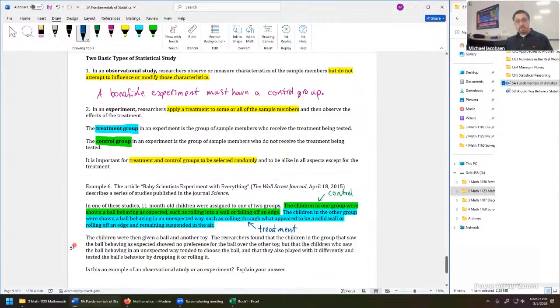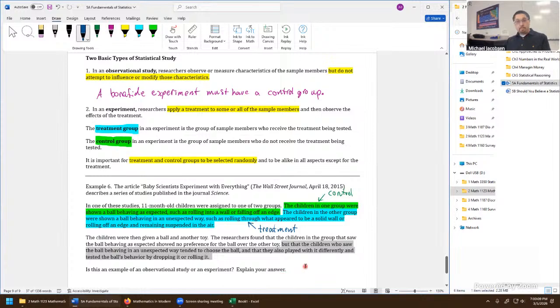Well, here's what happened next in the study. The children were then given a ball and another toy. The researchers found that the children in the group that saw the ball behaving as expected, so physics as normal, showed no preference for the ball over the toy. So they probably went for the ball half the time that they went for the toy. But the children who saw the ball behaving in an unexpected way, when they were given a ball and another toy, they didn't care about the toy. They're extremely interested in the ball. They played with it differently, tested the behavior by dropping it or rolling it, trying to reproduce the unexpected results.